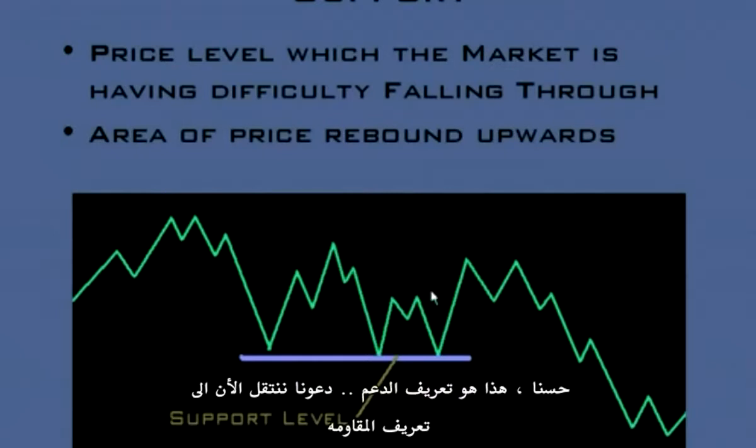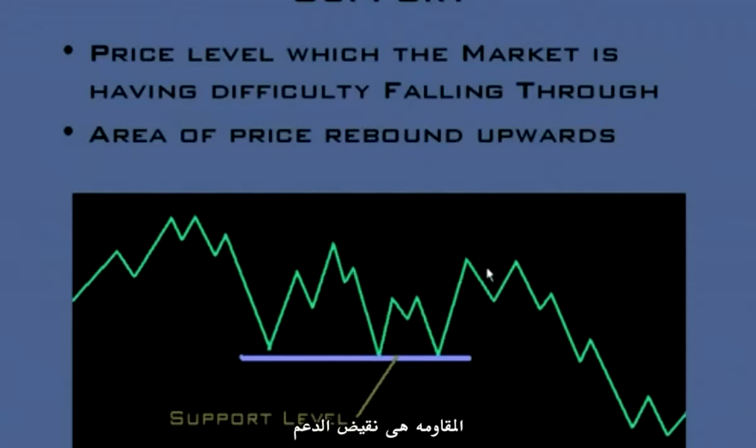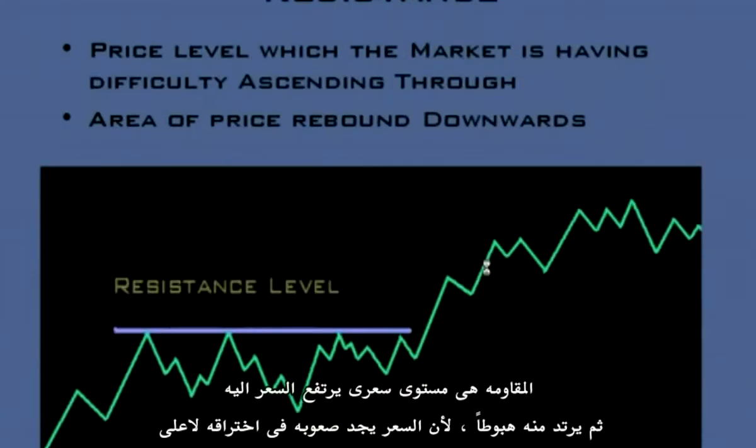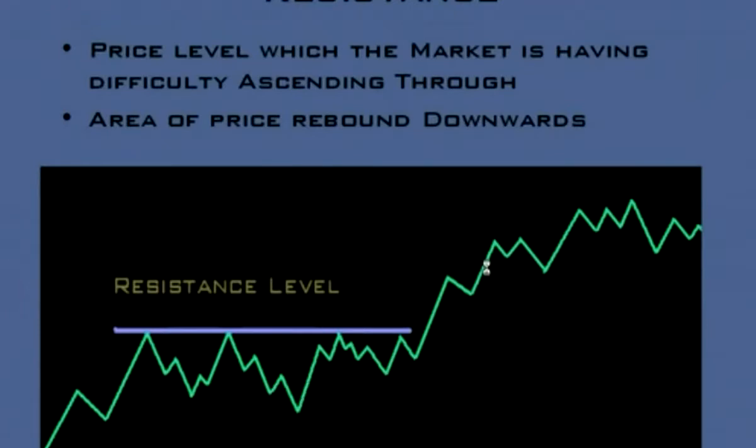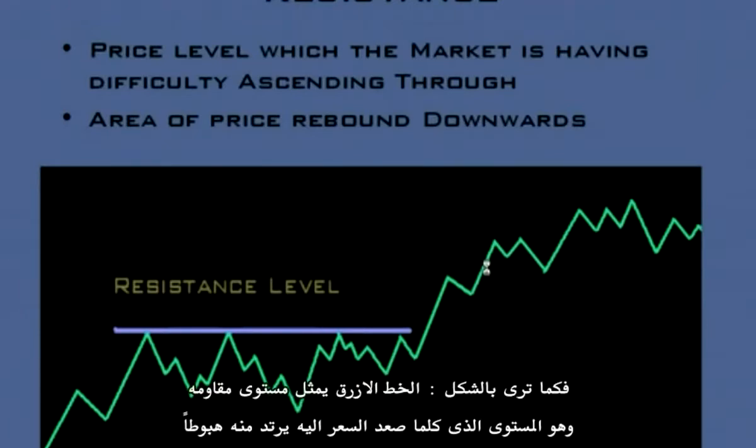Now moving on to resistance. Resistance is the opposite of support. Resistance is an area that price is increasing up to, yet it keeps dropping back down from it. It's a price level which the market is having difficulty ascending through, or going upwards through. So as you can see once again from the little illustration, the blue line is our resistance level, and it's just an area where the price is going upwards, yet it keeps rebounding back down.